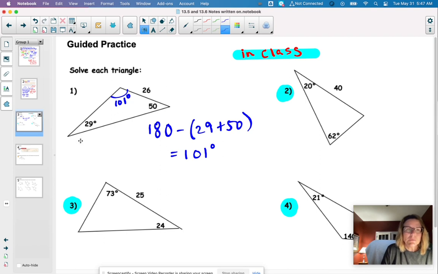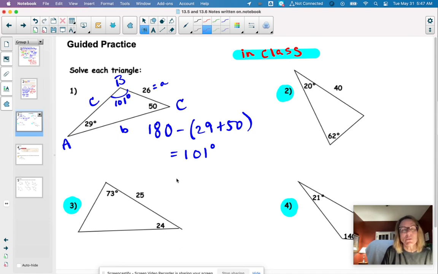All right, let's label this. I'm going to call this A. I'm going to call this B. I'm going to call this C. I could have gone the other way around, A, B, C, it doesn't matter. So I know, though, the side opposite angle A is A. The side opposite angle B is B. And the side opposite angle C is C. That is critical and important.